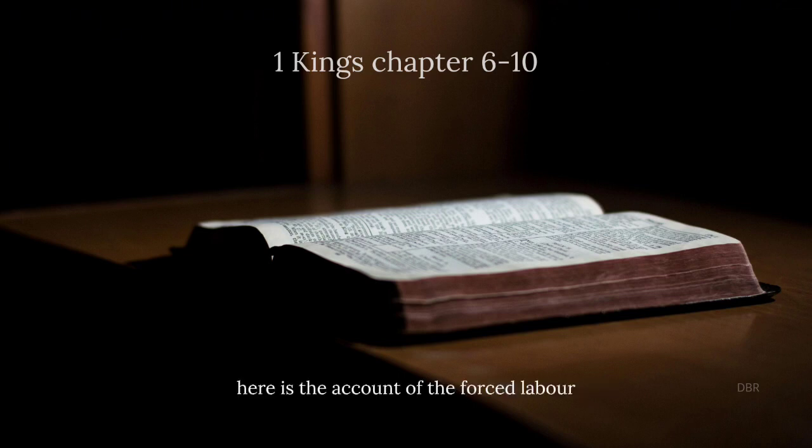Here is the account of the forced labor King Solomon conscripted to build the Lord's temple, his own palace, the terraces, the wall of Jerusalem, and Hazor, Megiddo and Gezer. Pharaoh king of Egypt had attacked and captured Gezer. He had set it on fire. He killed its Canaanite inhabitants and then gave it as a wedding gift to his daughter, Solomon's wife.